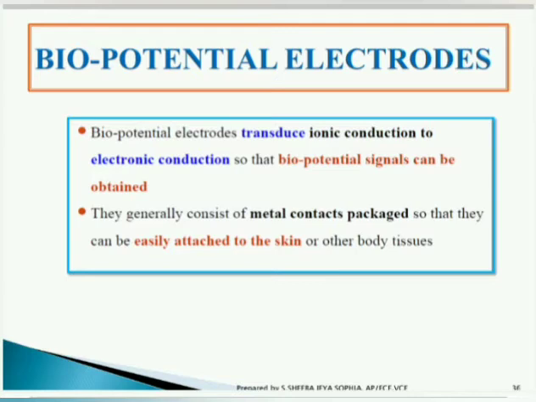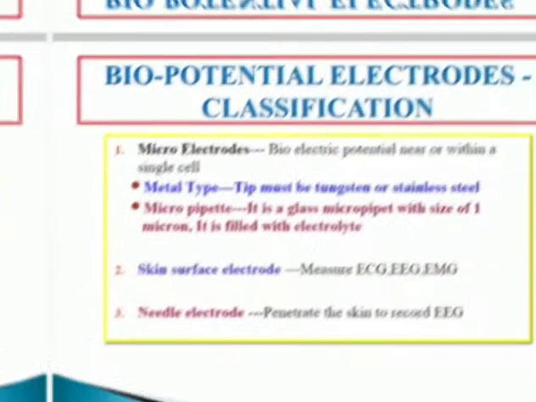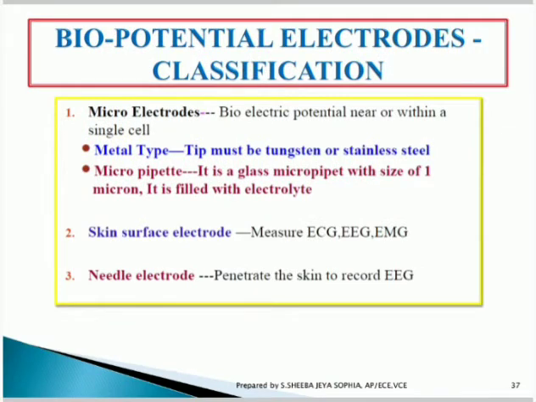They generally consist of a metal contact package so that they can be easily attached to the skin or other body tissues, based on the application. There are many types of biopotential electrodes, like the microelectrode, in which bioelectric potential near or within a single cell is measured, which is of metal type or micropipette type. Skin surface electrodes are also available, which are mainly used for ECG, EEG and EMG measurements. Needle electrodes penetrate the skin to record EEG characteristics.